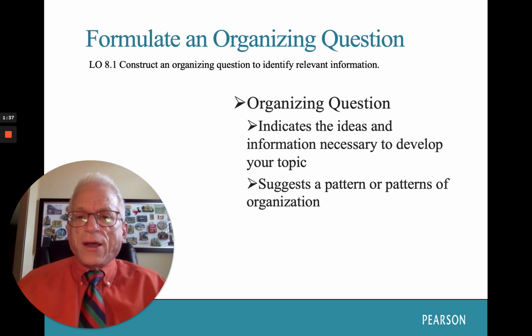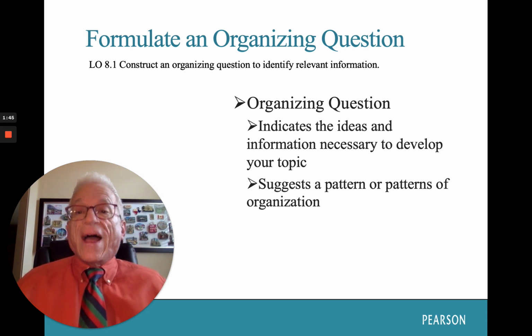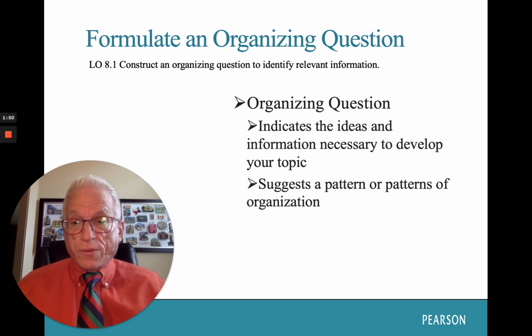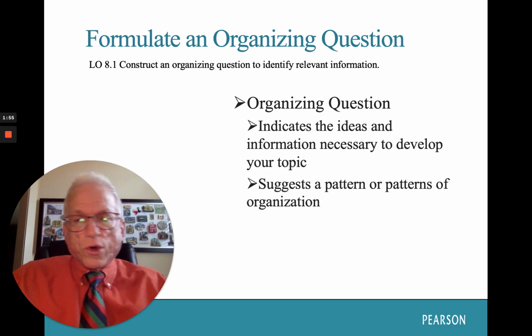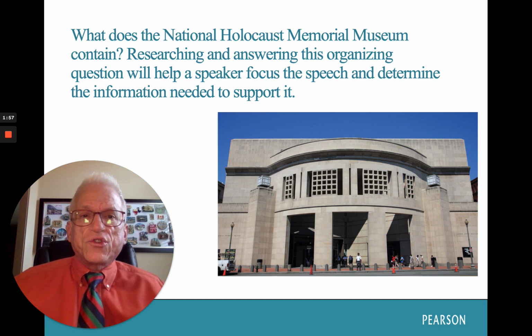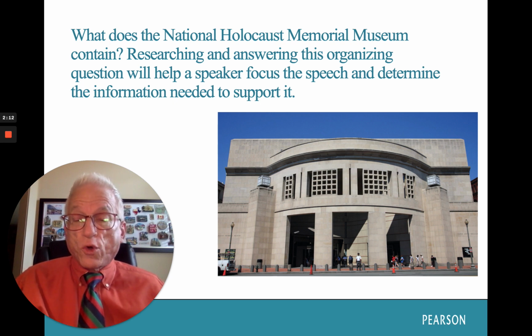If I'm going to talk about volcanoes in the world, and I say, where in the world are the most active volcanoes? That's going to set up a spatial organizational pattern for me. So it's going to set up your thesis, and it's going to help you to determine what your organizational pattern is. So an example is, what does the National Holocaust Memorial Museum contain? And that would allow me to decide whether or not I'm going to use a topical pattern of organization.